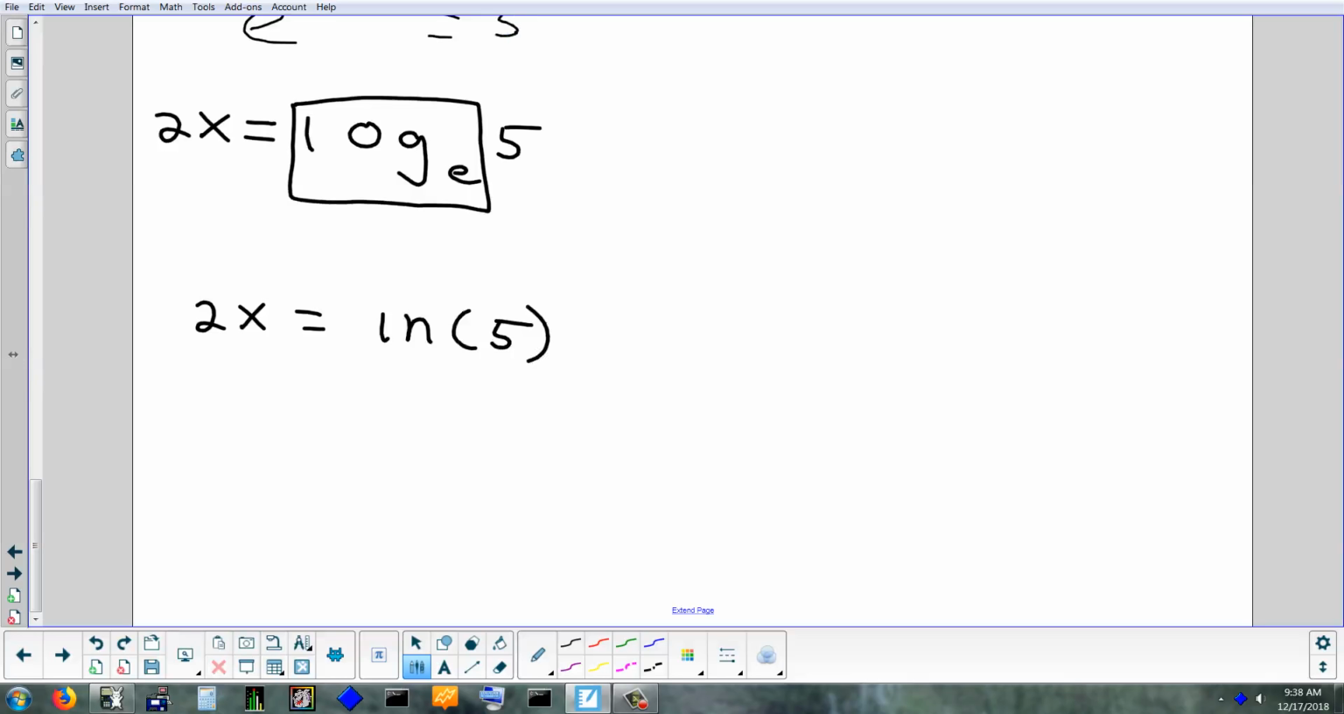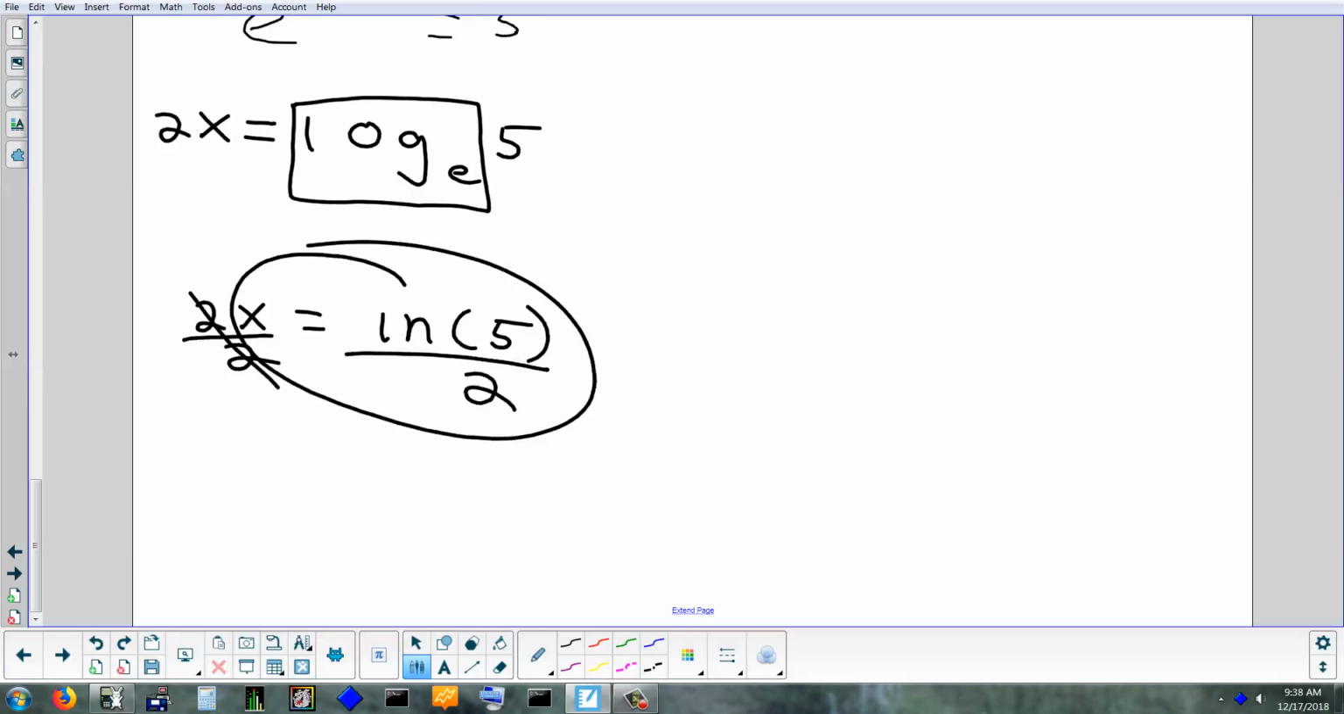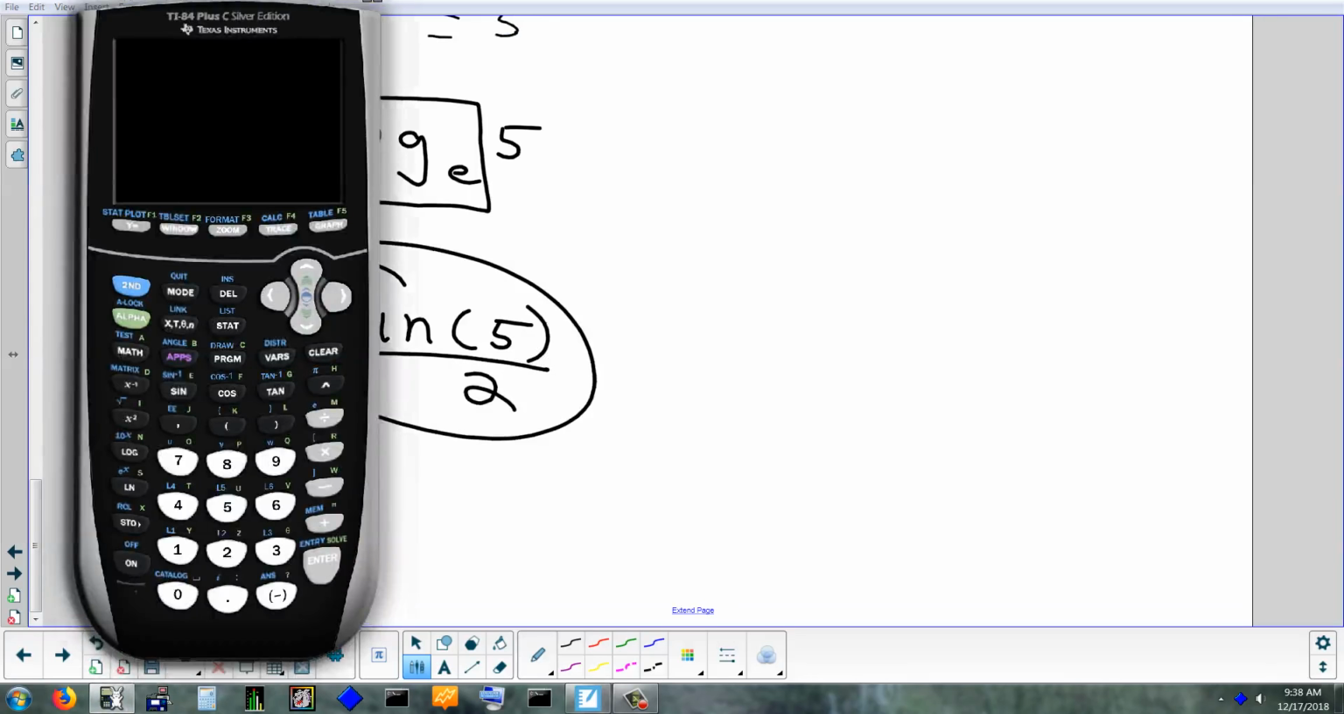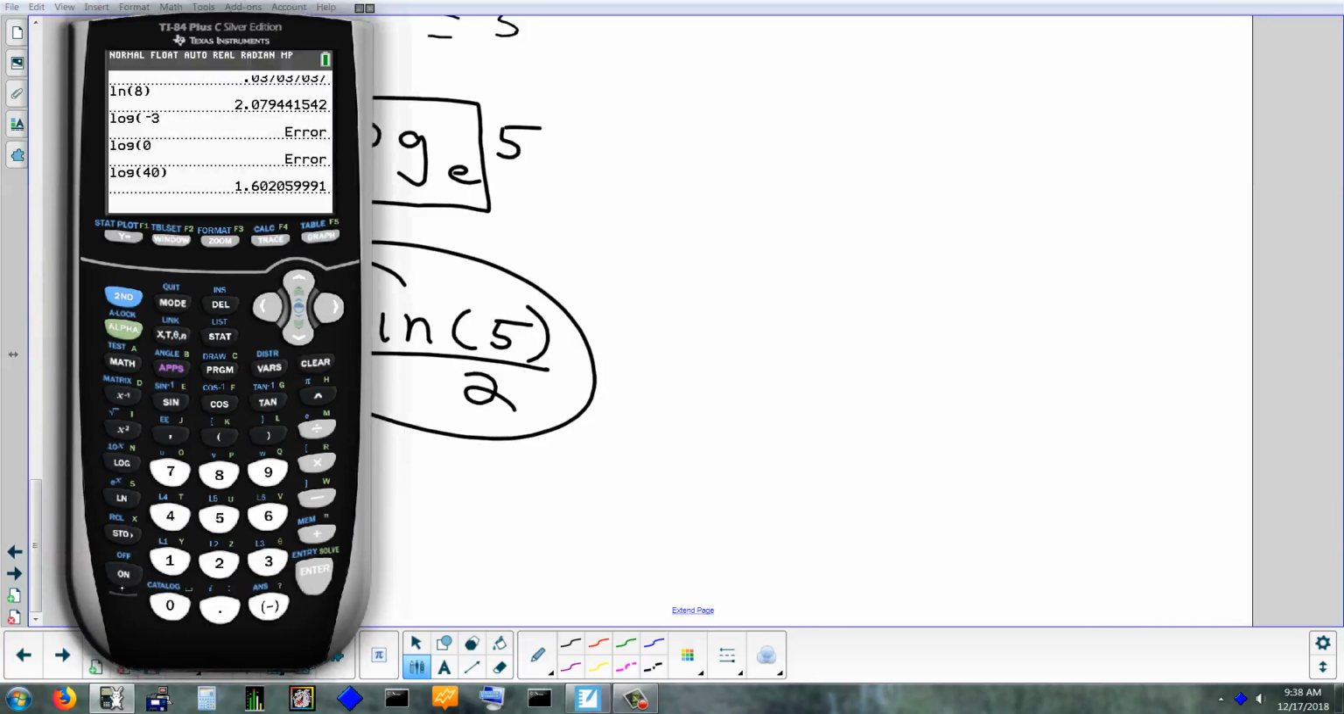But right now, that's equal to double x. How would I just get x by itself? Divide by 2. Yep, divide by 2, and there's your answer. If they wanted to know what this problem is as a decimal, you would type it in just like this: ln of 5 divided by 2. And the correct answer as a decimal is about 0.805.